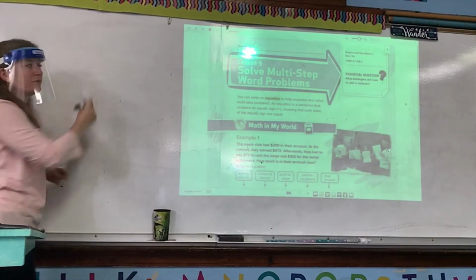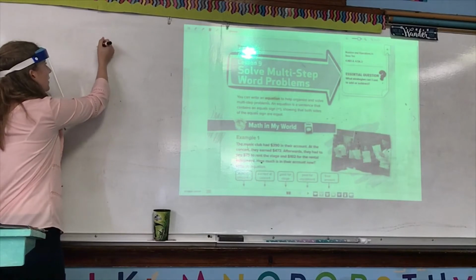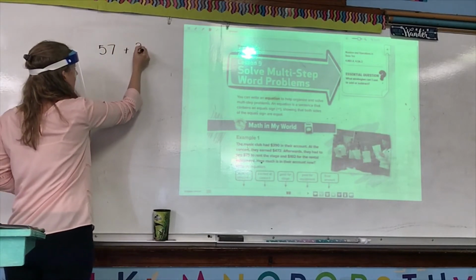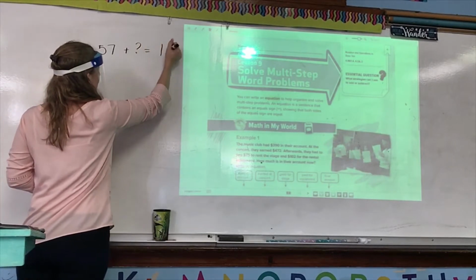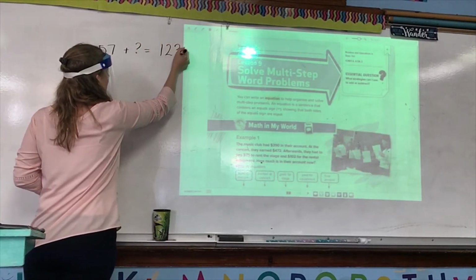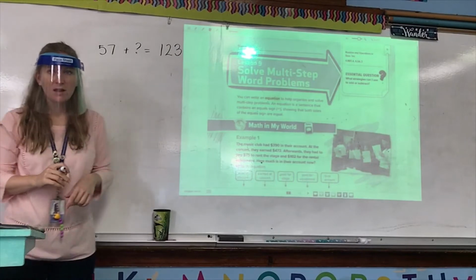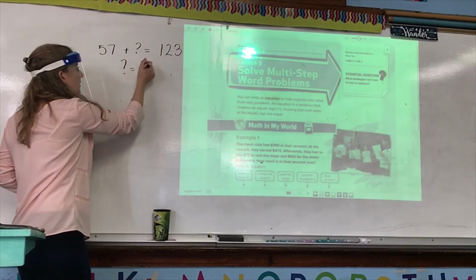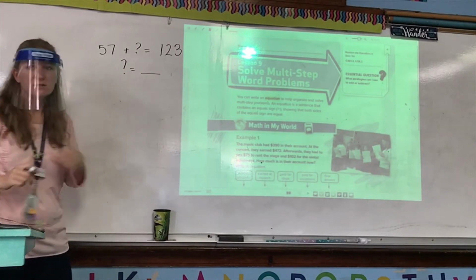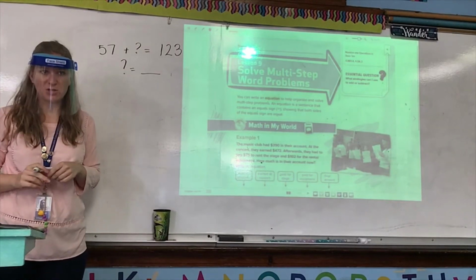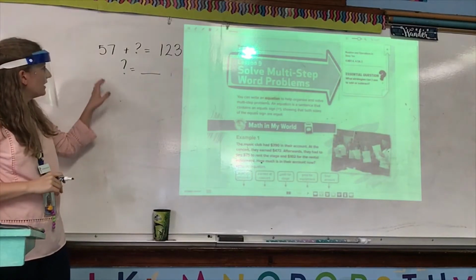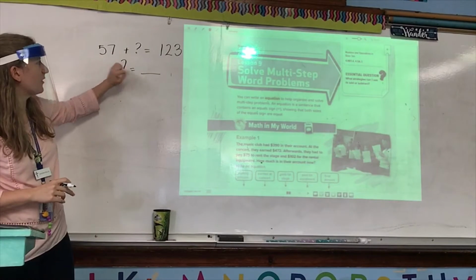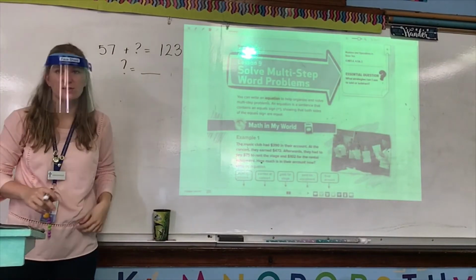Say that I have this problem. 57 plus what equals 123. And I have to figure out what is that unknown, that question mark. How would I solve this? Who thinks they know? How would you figure out 57 plus what equals 123?